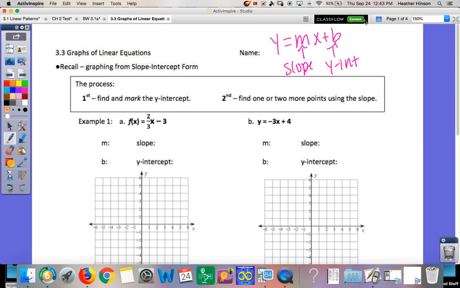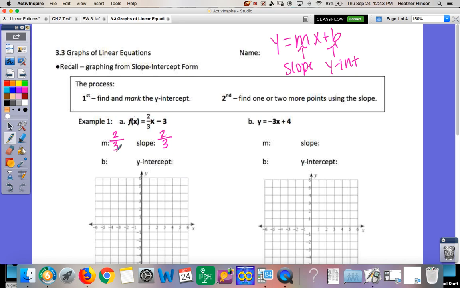So down here, for this f of x equals 2/3 x minus 3, your m is the number in front of x, so that 2/3. It does not include x, so we don't write x there. Your slope is the same thing, but as a fraction. This one's already a fraction, so we just carry it over. If it wasn't a fraction, we would make it a fraction. And I'll show you how to do that one on the next problem.